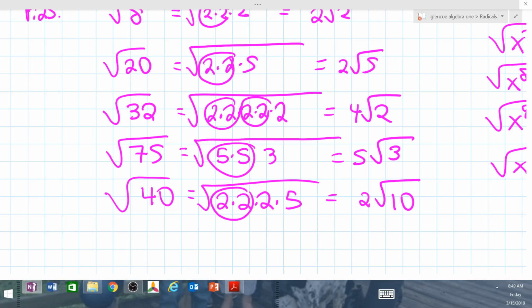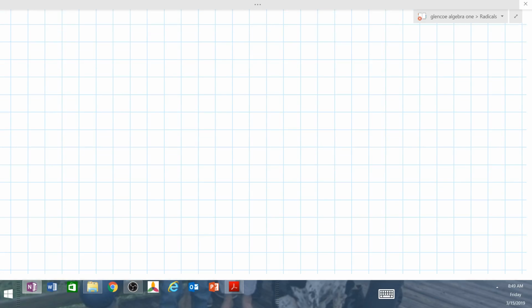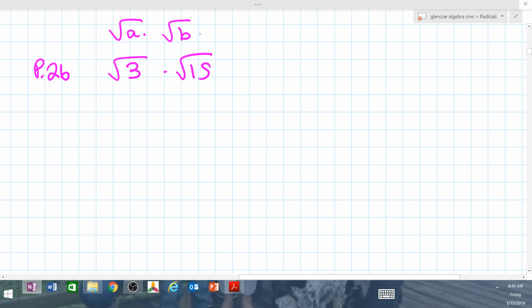So now we are on page 26, using the product property to multiply. Okay, so this is page 26 in your notes. And if I want to multiply the square root of 3 times the square root of 15, I'm using this rule: the square root of a times the square root of b is equal to the square root of ab. Square root of 3 times the square root of 15 equals what? The square root of 45.